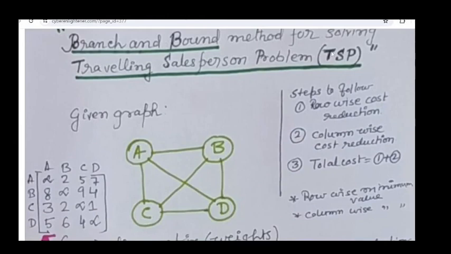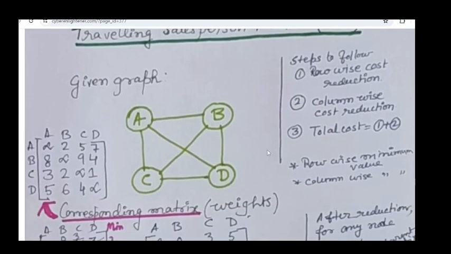So, the branch and bound method for solving the traveling salesperson's problem. Let's say the given graph is this one, which is ABCD. This is our graph. ABCD is the given graph. Now here the graph's corresponding matrix has been given, which is ABCD.